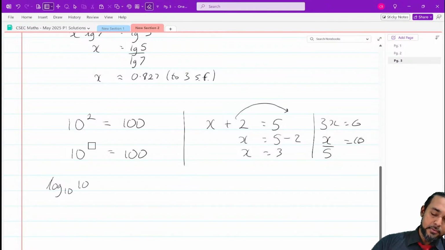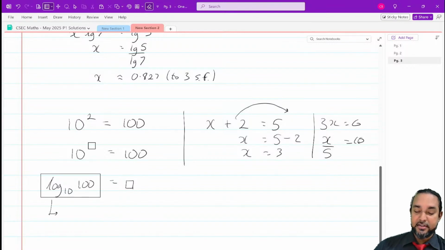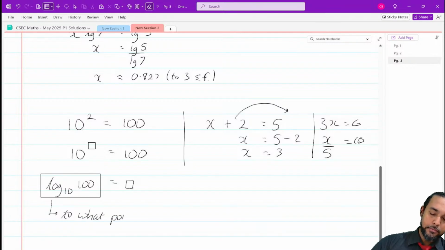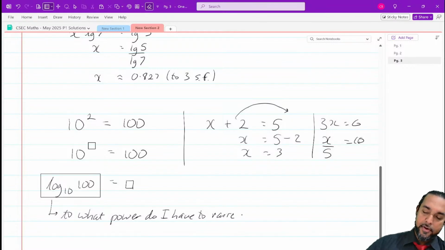Log to base 10 of 100 is equal to this. This particular phrase is simply another way of saying a slightly longer phrase. For log, just imagine the phrase: so what power do I have to raise 10 to, in this case, to get 100? Sorry, my writing kind of went; as I said, my penmanship sank.